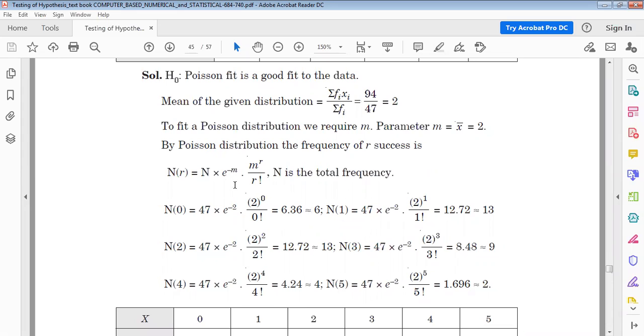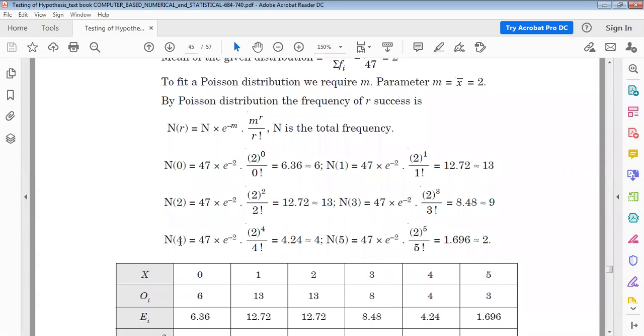For r equals 1, from the same formula, we get 13. For r equals 2 we get 12.72, which is near 13. For r equals 3 we get 8.48, which is near 8. For r equals 4 we get 4.24, which is near 4. And for r equals 5 we get 1.696, which is near 2. That means we have taken whole numbers.